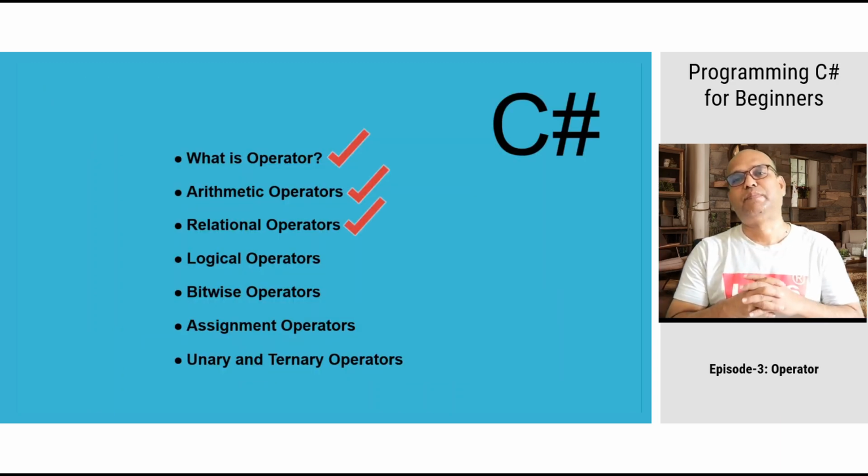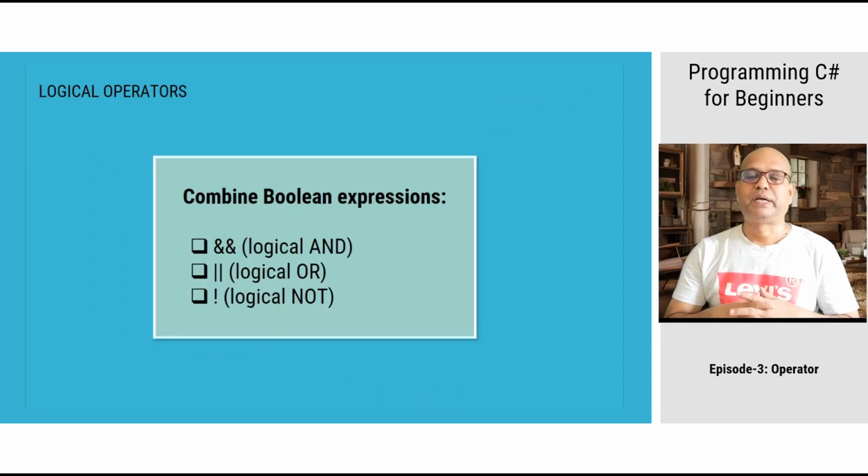Logical operators. Usually three types of logical operators are used in C# programming. The double ampersand symbol is called the logical AND operator. The double vertical bar is used as the logical OR operator. The exclamation mark is used as the logical NOT operator. Later I will show how to work with operands in the Visual Studio 2022 environment.